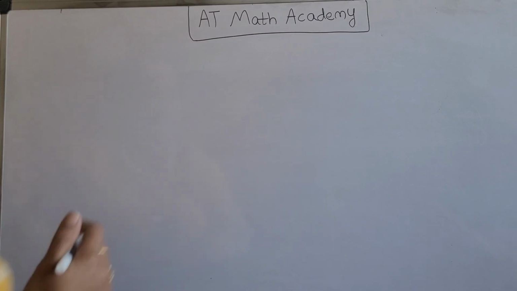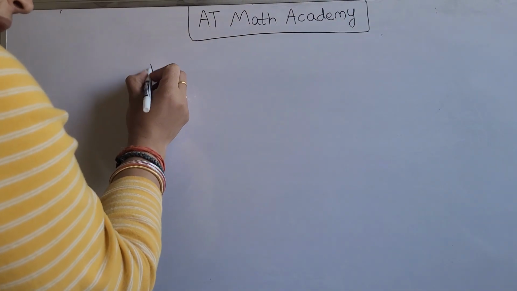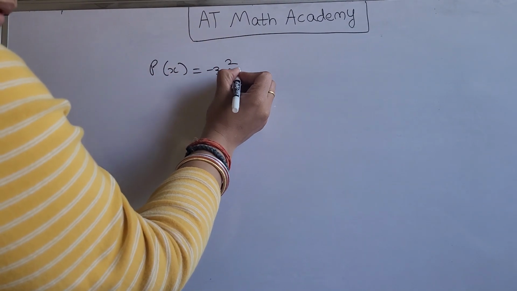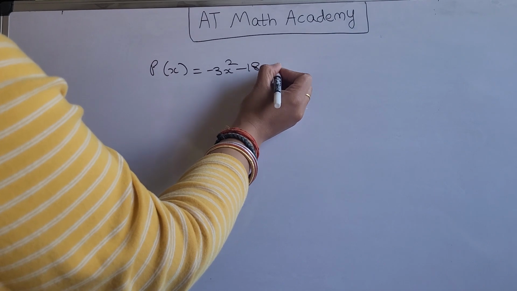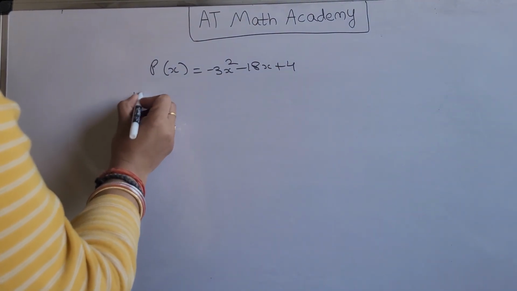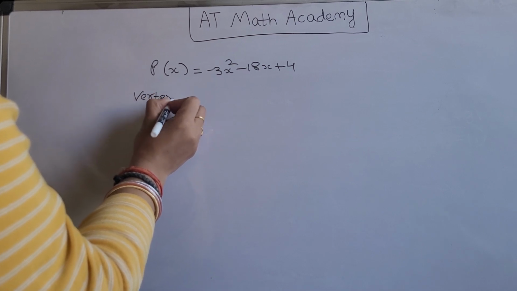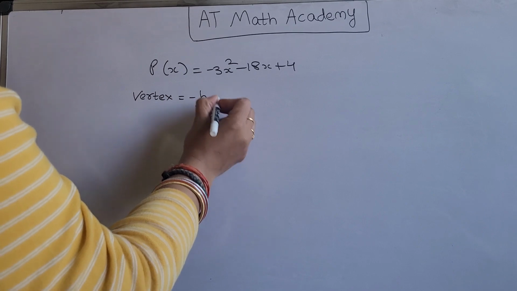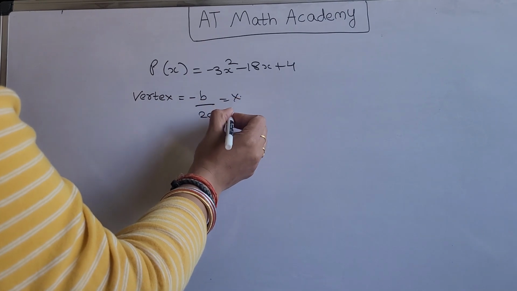Today I'm going to show you how to graph quadratic equations. Here the equation is minus 3x square minus 18x plus 4. So this is a parabolic equation, and let's start by finding the vertex of this equation. The x coordinate of the vertex is minus b by 2a.